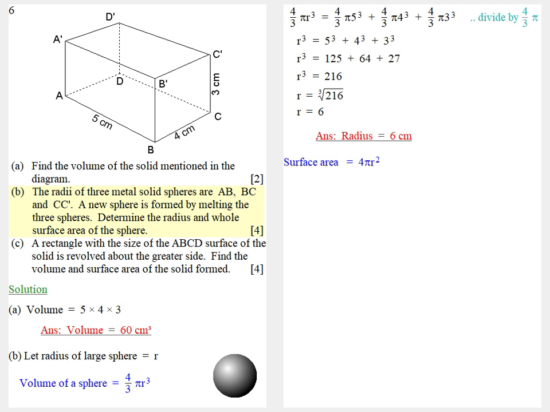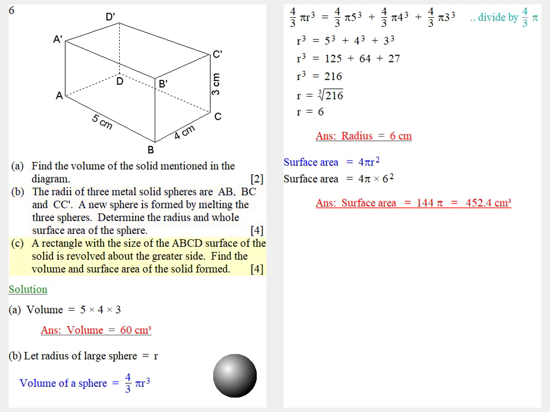Now we have a formula for the surface area of a sphere. The surface area is 4 pi r squared. So in this case, the radius is 6, so the surface area is 4 pi times 6 squared. Well, that's 4 pi times 36, which gives us the surface area is 144 pi. Now we can work this out as a decimal. It comes to 452.4 cubic centimeters.